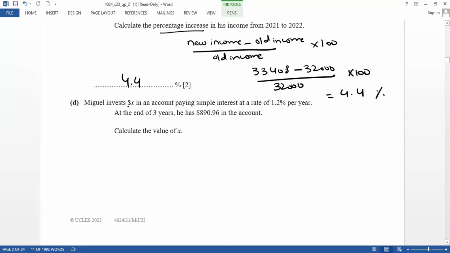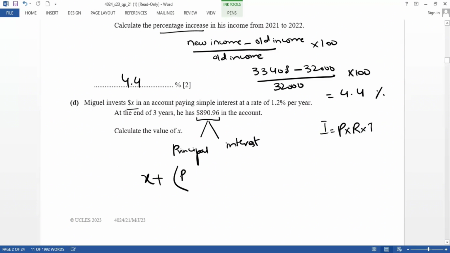Megul invests X dollars in an account, paying simple interest at a rate of 1.2% per year. At the end of 3 years, he has 890.96 in his account. Calculate the value of X. As we don't know the principal amount, and we know the amount that he got after 3 years, this is the amount which contains the principal amount and the interest. So, principal amount is X and interest is calculated by the P into R into T formula.